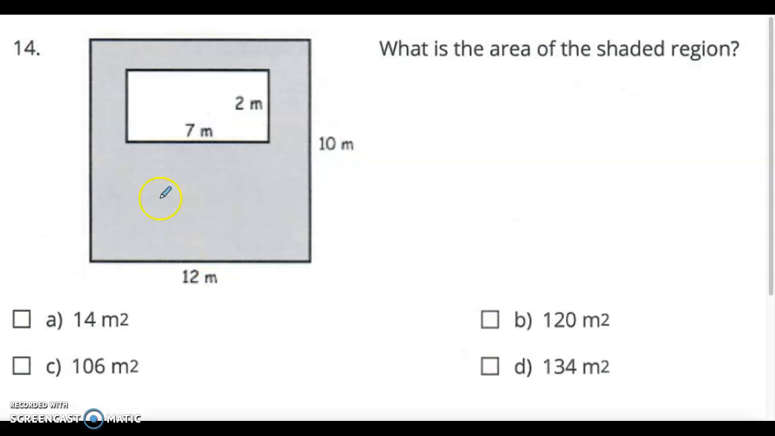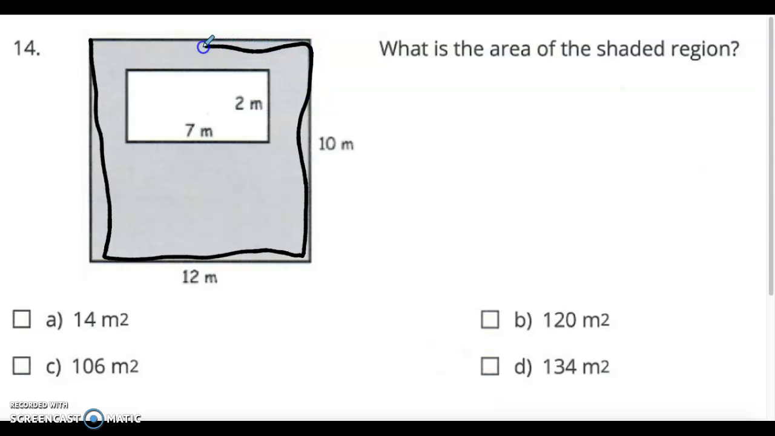Okay, number 14. You want to find the area of this entire figure by multiplying 12 times 10. Sorry, my lines aren't straight.